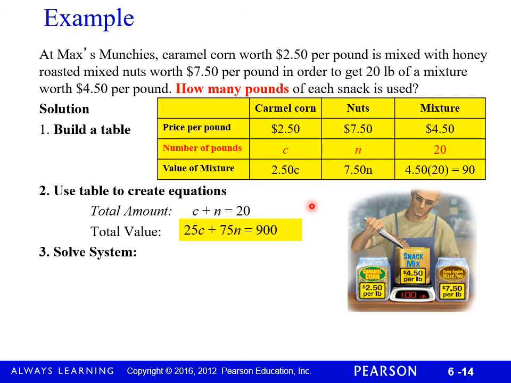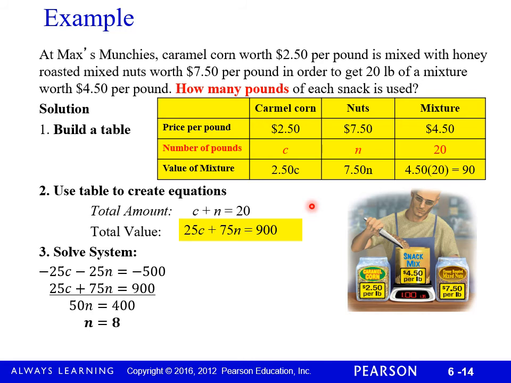All right. Now this is a relatively easy equation to solve based upon either substitution. We could solve the first one for C equals 20 minus N and plug that in. We could multiply the first equation by negative 25, and that's what I've done here. If I do that and then add the equations together, I get N equals 8.